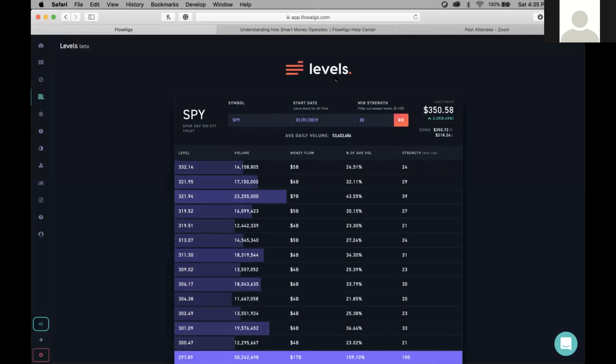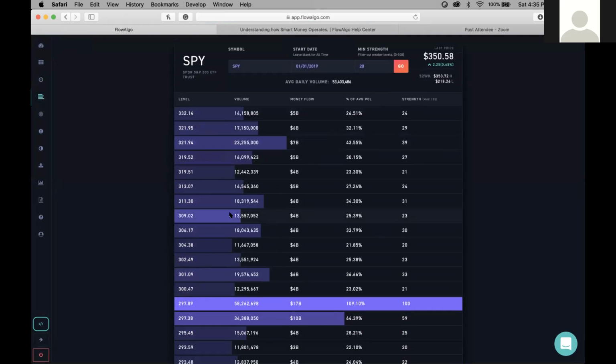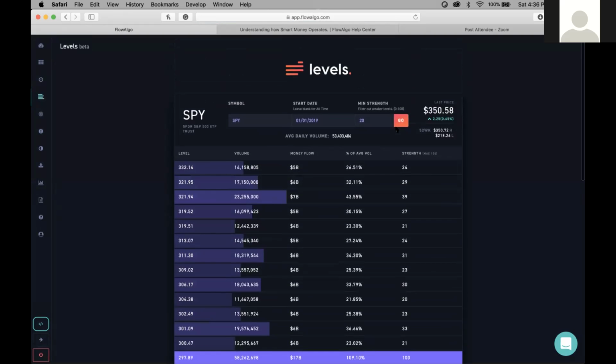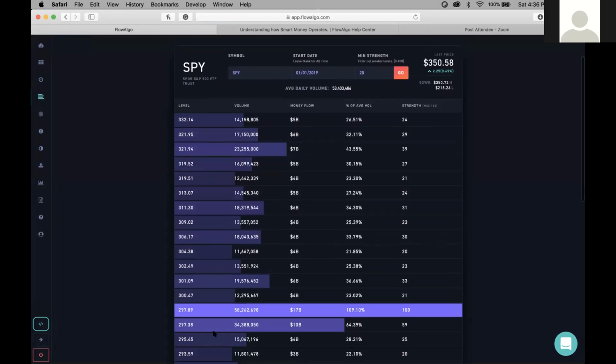And next, how I see the levels. So basically, this is really cool. You can see the volume traded at each of these price levels. These are only significant price levels with enough money flow to be relevant to be on here. And the strength is what you want to look at, basically how strong the level itself is. So when we're looking at SPY here, you can see that 297 has $17 billion of money flow, 58 million shares, and 100 for the strength.